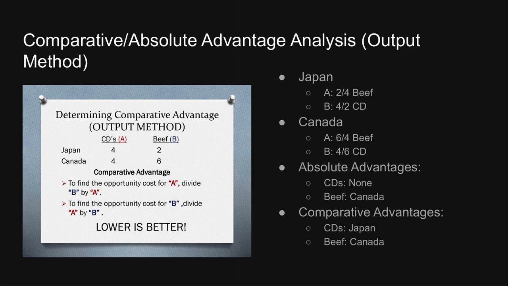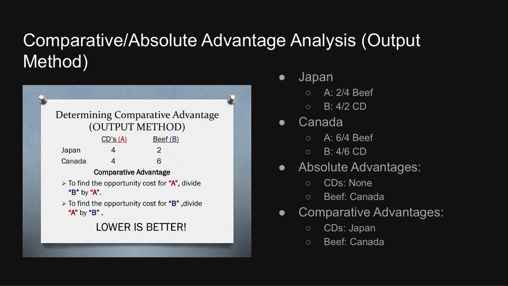So now let's go on to comparative advantage. If you want to calculate comparative advantage, first you need to find the opportunity cost each nation has of producing each good. So if we want to find out for good A, which is CDs, Japan's opportunity cost is 2/4 or 1/2 unit of beef. The opportunity cost of producing one good is always in terms of the opportunity cost of producing the other.